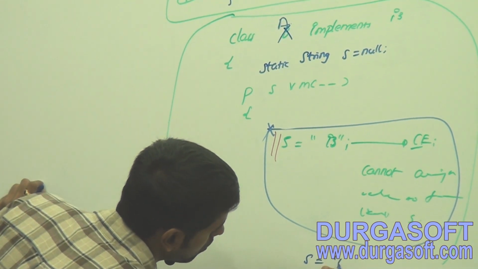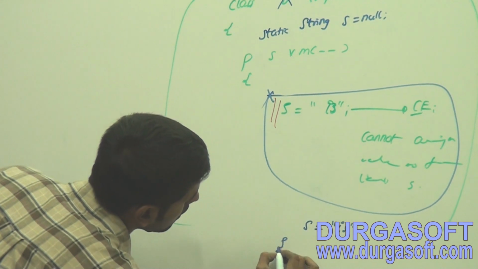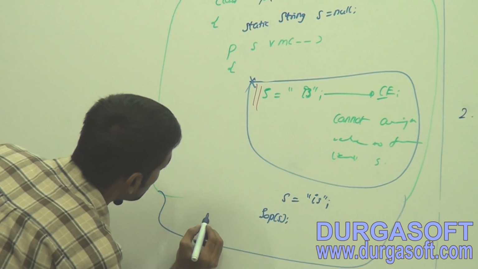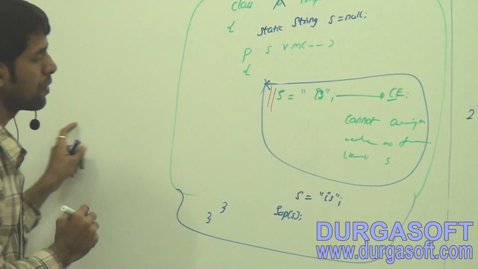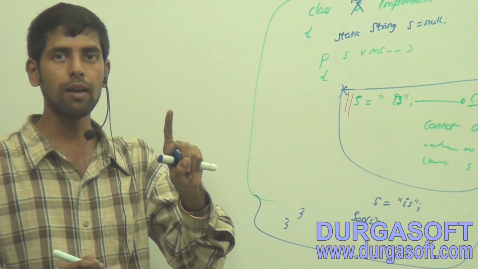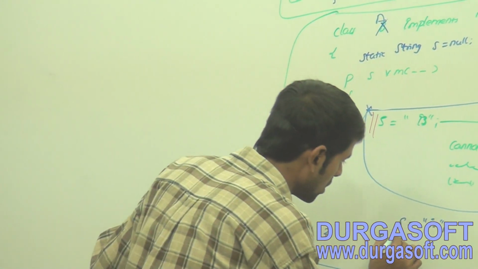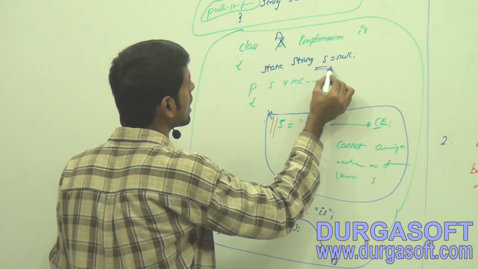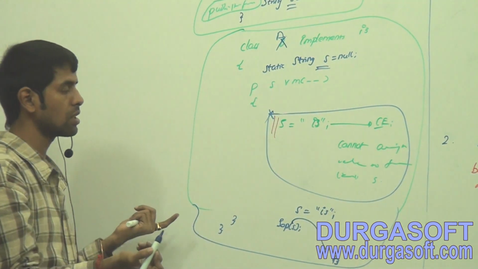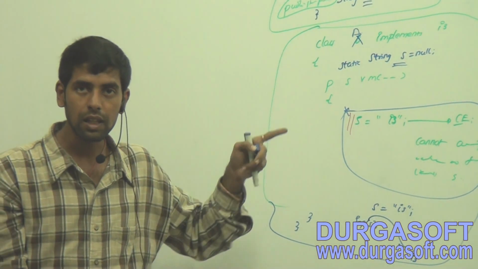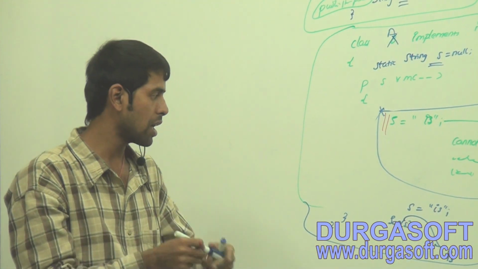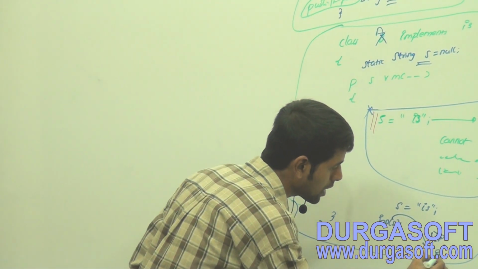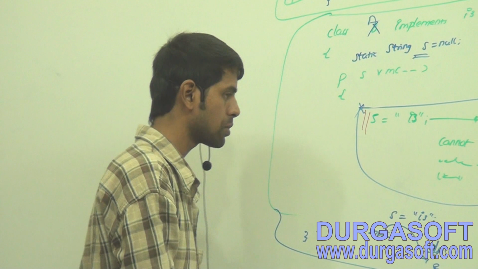S equals I3 and SOP of s. Now if I compile this piece of code, there won't be any compile time error. Simply you will get the answer as I3. Hello mister, same name. To which variable are you assigning the value? Observe this part. You will get I3 as the output, friends.